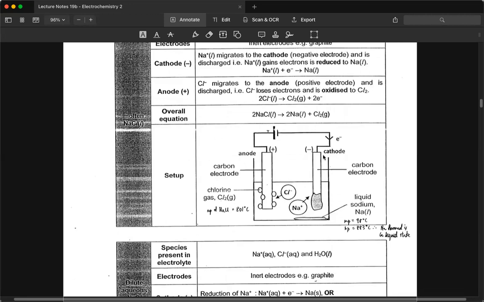So this is the setup of the diagram, the anode and the cathode. We are using molten sodium chloride here as the electrolyte. And at the end of the electrolytic process, we have chlorine gas forming. And since the temperature remains high, sodium will exist in liquid or molten state. Because it's denser, it will fall to the bottom.